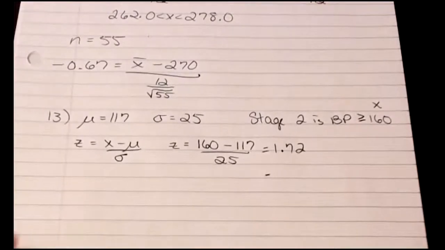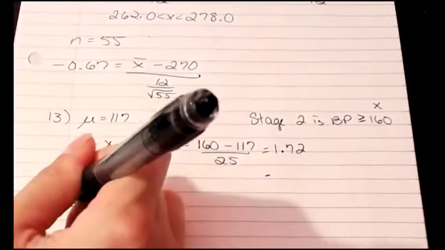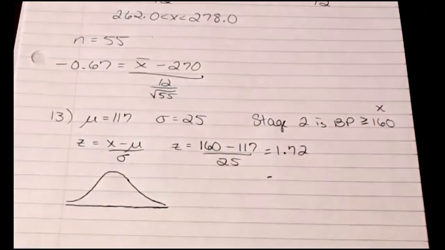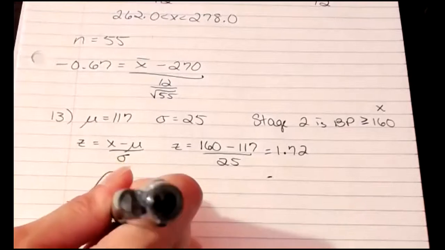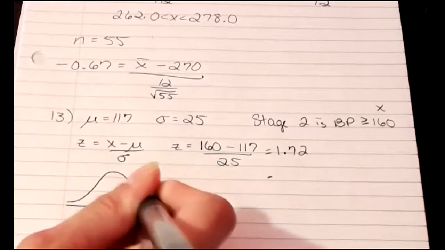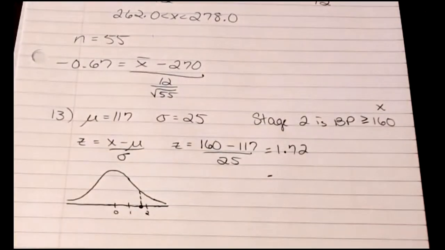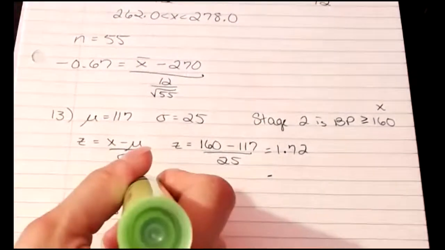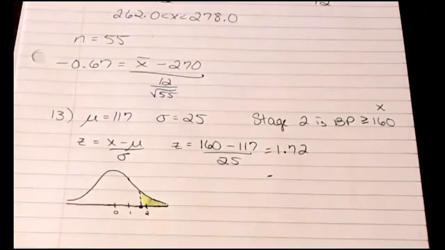Stop me, please, if I'm going too fast, by the way, okay? The next thing I'm going to do is draw my normal curve, because I like to have the visual accompany what I'm trying to figure out here. I'm going to plot my Z-score of 1.72, so that's approximately here. Now we are told that if a person has a blood pressure greater than 160, then they're in stage 2. So if someone falls in this region that I'm highlighting, they have stage 2 high blood pressure.